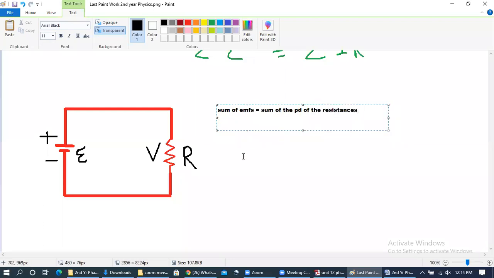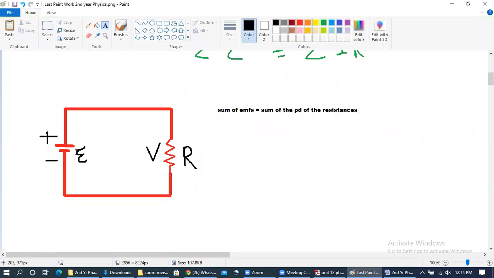Or you may say it to be as, what is the sum of EMFs? Here is only one EMF. So epsilon is equal to, next is the sum of the potential differences of all the resistances. What is the sum of the potential difference? Only one potential difference is found here, and that is V. So epsilon is equal to V. Or you may also write it as epsilon minus V is equal to 0.